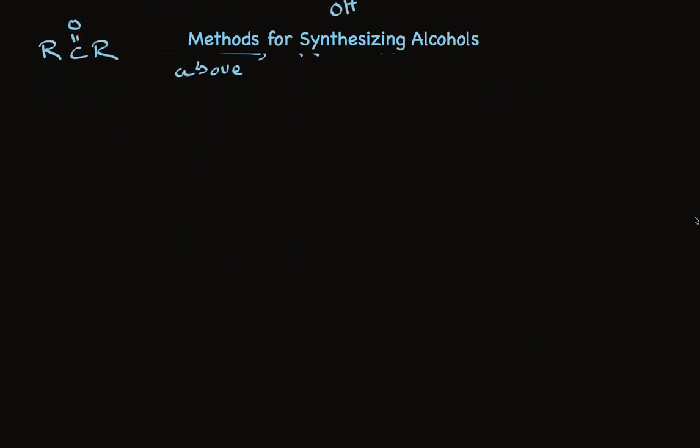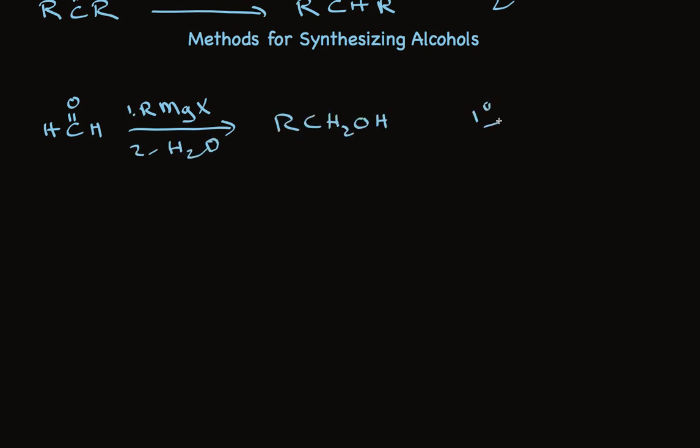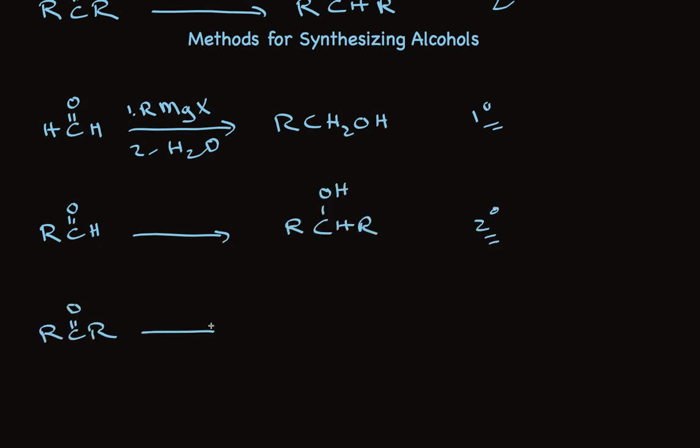And when we want to make an alcohol from a carbonyl compound and make a carbon-carbon bond at the same time, recall that formaldehyde with a Grignard reagent followed by water makes a primary alcohol. If it's an aldehyde, we make a secondary alcohol. And if it's a ketone, we make a tertiary alcohol. So this Grignard synthesis of alcohols is very valuable.